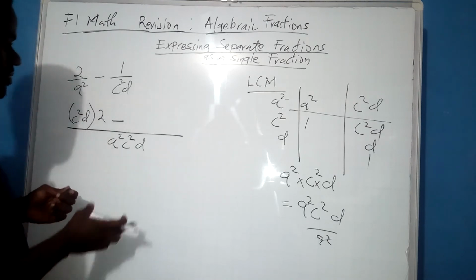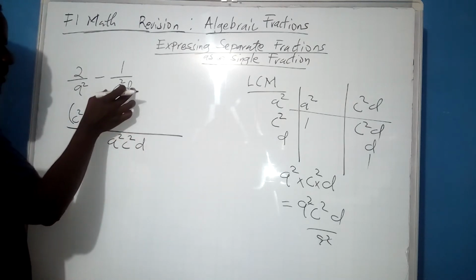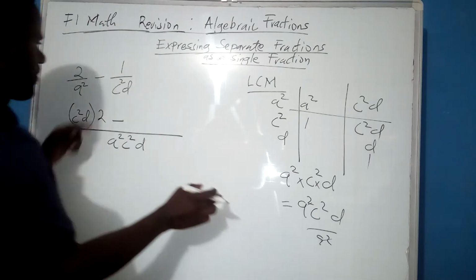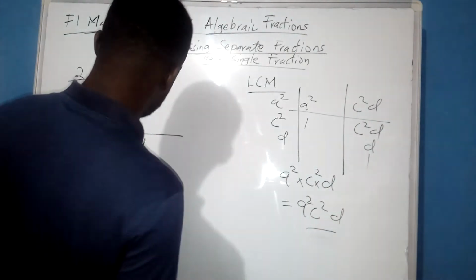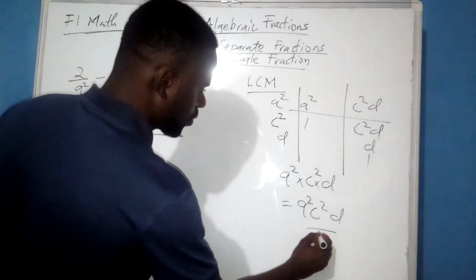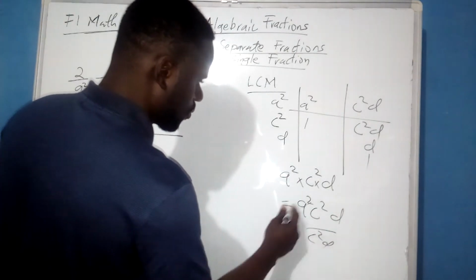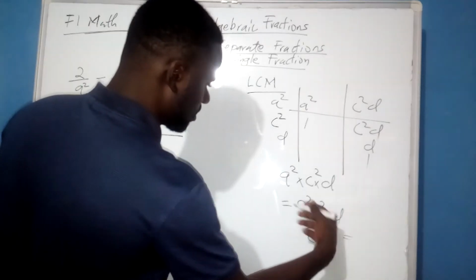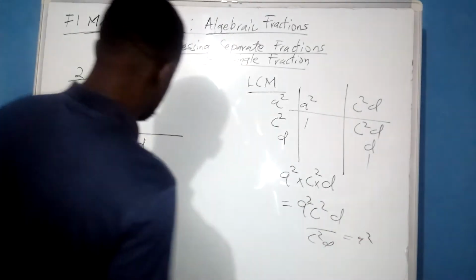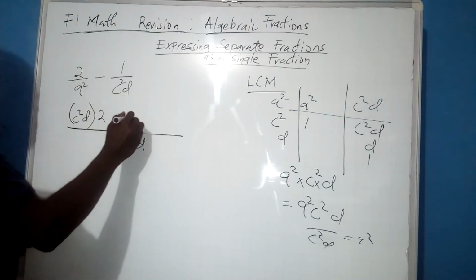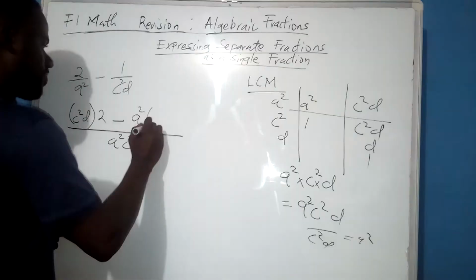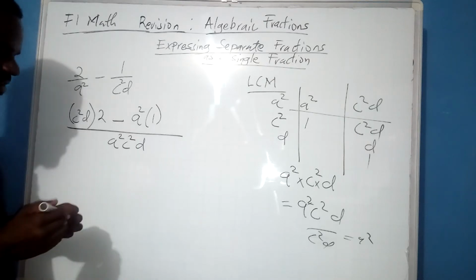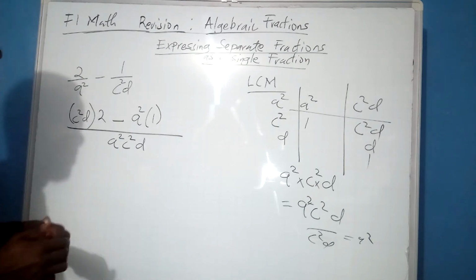Now, the next part is when you divide the LCM, which is a squared, c squared times d, by c squared times d, what will you be left with? You'll be left with a squared. So we'll simply take a squared up here, then you're supposed to multiply that by 1. So we have gone through the first part of the question.